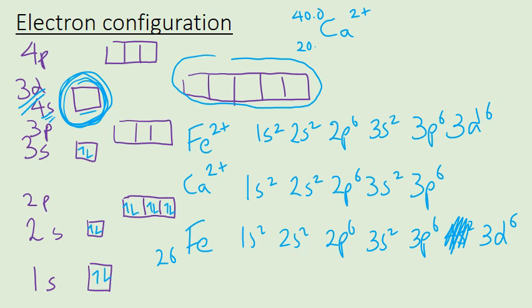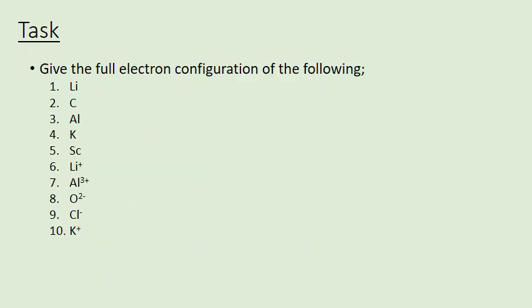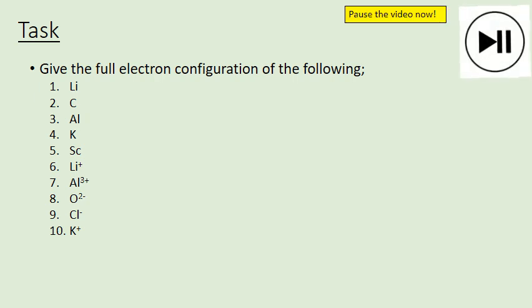Anything below, it's just the same rules, you would just remove from the outermost. There's nothing awkward about those. So what you're going to do now is pause the video and do the electron configuration for these 10 elements or ions. The last 4 are ions, and you're going to have to be a little bit careful about how you do those. So pause the video, and when you're ready, unpause it, and we'll go through them.